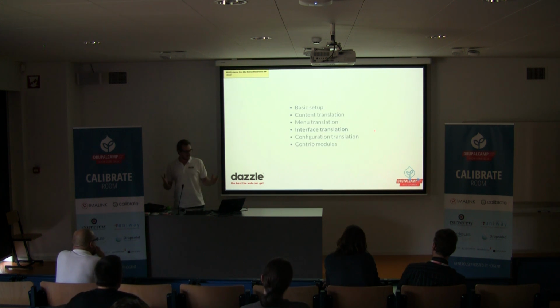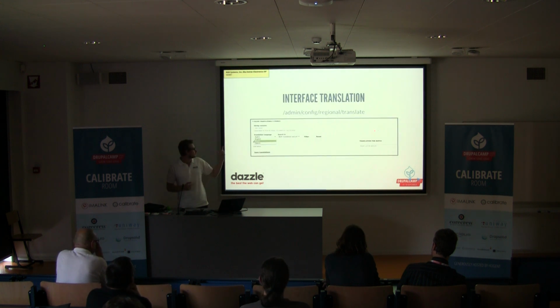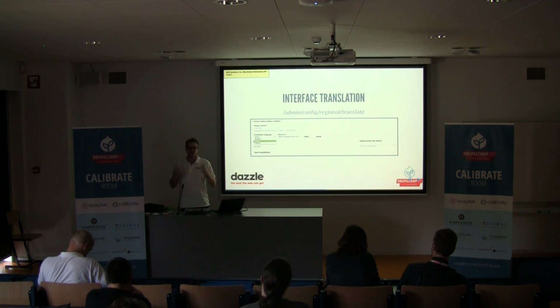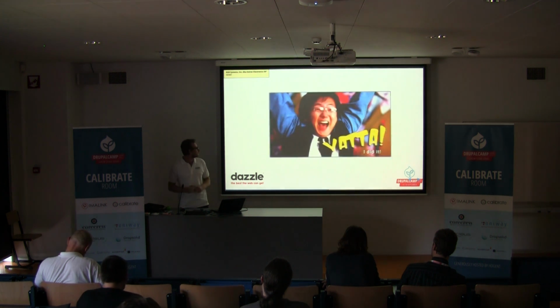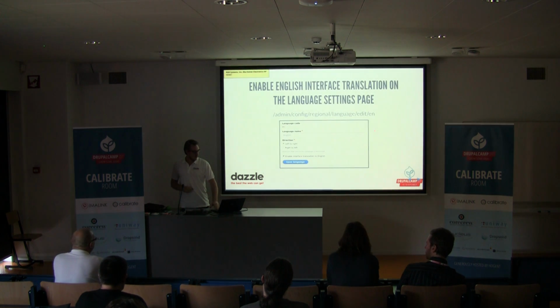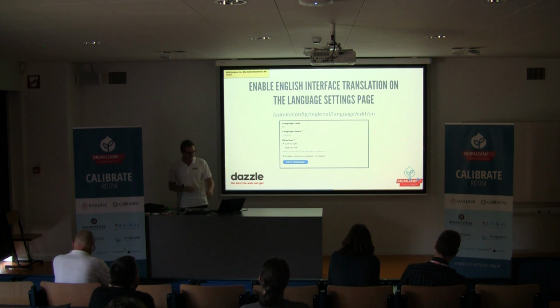Next up is the interface translation, which can be found at this page. Here we can translate system-generated strings. And new in Drupal 8 is that we can also translate against the default English language. Woohoo. So we can enable this English interface translation on the language settings page. We just have to check enable interface translations for English, which is pretty good.